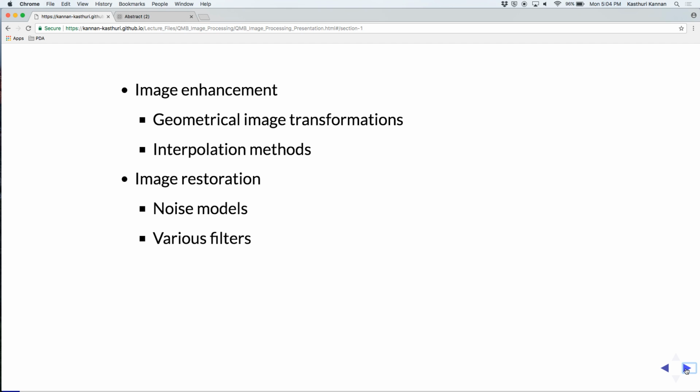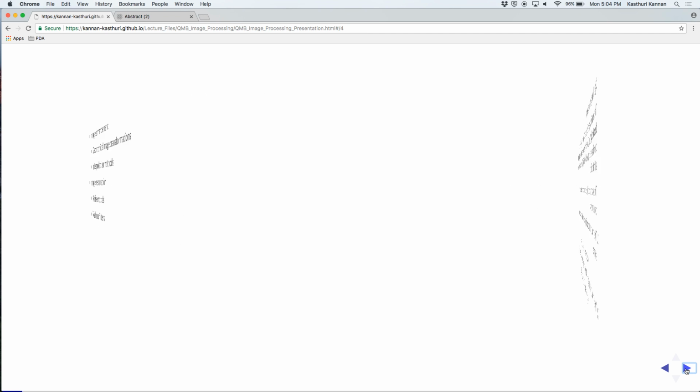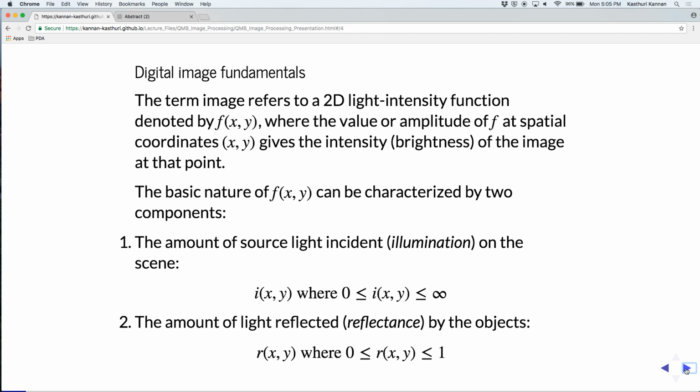And we will see some image enhancement techniques, geometrical image transformations and interpolation methods. We will also see image restoration, various noise models and various filters. There are really big topics in here, like image segmentation, texture and so on, which I'm not going into, but those are critical aspects of image processing. For instance, when you have an MRI scan, you may want to segment certain areas of it. How these scans are all done, but we will not go over any of those.